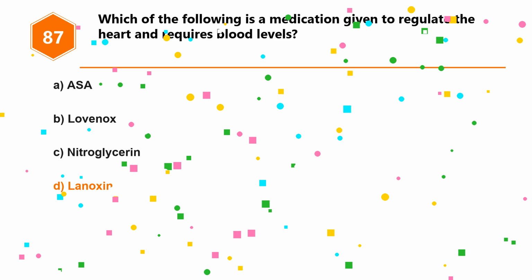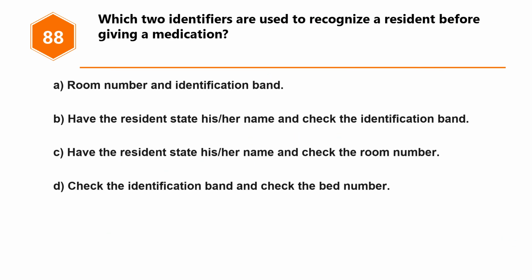Lanoxin. Question 88. Which two identifiers are used to recognize a resident before giving a medication? Option A, room number and identification band. Option B, have the resident state his/her name and check the identification band. Option C, have the resident state his/her name and check the room number. Option D, check the identification band and check the bed number.